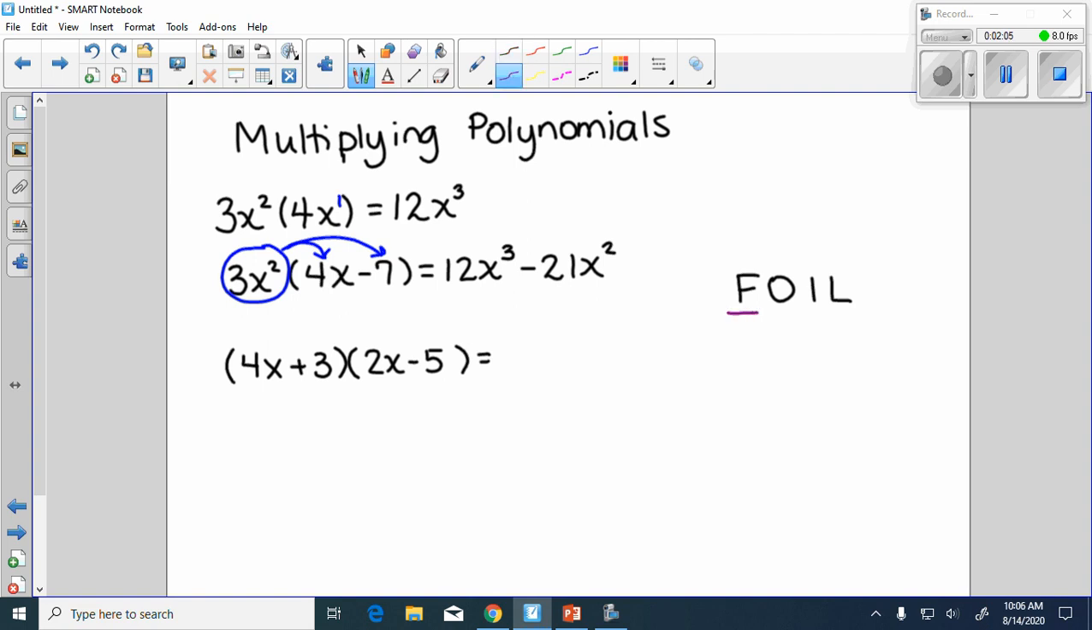where the F in FOIL stands for first. The first term in each set right here are 4x and 2x. And if we multiply 4x times 2x, we get 4 times 2 is 8. X times x is x squared. The O in FOIL stands for the outside or the outer terms. The two that are on the outside are the 4x and the minus 5. When we multiply 4x times minus 5, we get negative 20x.